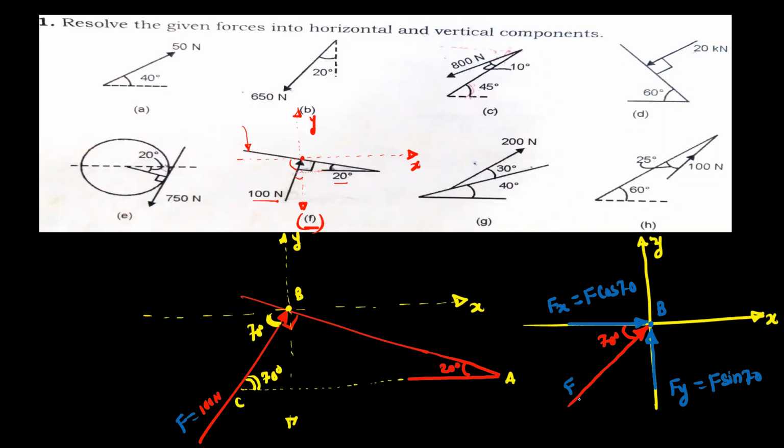Actually this force lies in the first quadrant. If you extend the line of action, then it will lie in the first quadrant, and therefore we get these components as positive. So x positive and y positive. So this is one way to resolve this force.